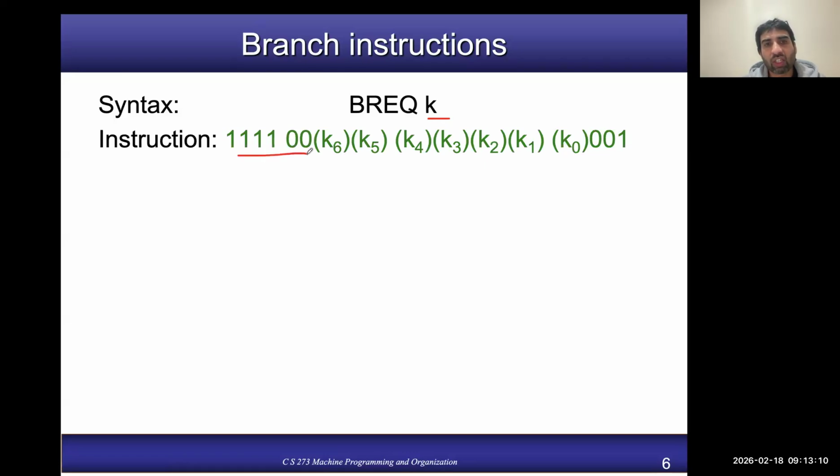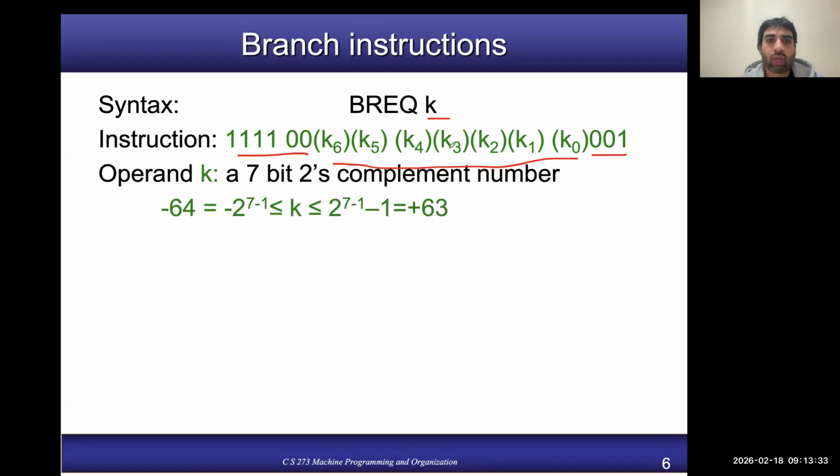The most significant 6 bits are 1, 1, 1, 1, 0, 0. The least significant 3 bits are 0, 0, and 1. And in between, you have the 7-bit value of K, right? So the instruction itself is 16-bit, okay, not 8-bit. The instruction code is 16-bit.